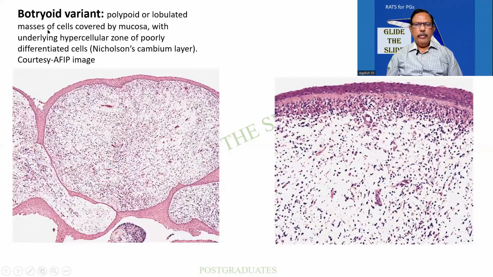There is a variant called the Botrytis variant in the embryonal rhabdomyosarcoma, which means grape-like. Look at this picture over here. It is a polypoidal mass, and it is covered by an intact mucosa or an epithelium. What I am seeing over here is the Nicholson's cambium layer, a dense pack of the tumor cells. They are undifferentiated. Lower down, it can be loosely cohesive, as we are seeing in the picture. So remember the word Botrytis, or bunch of grapes.